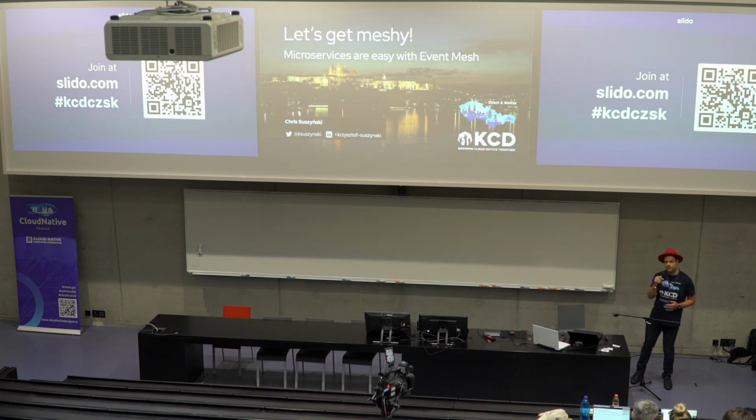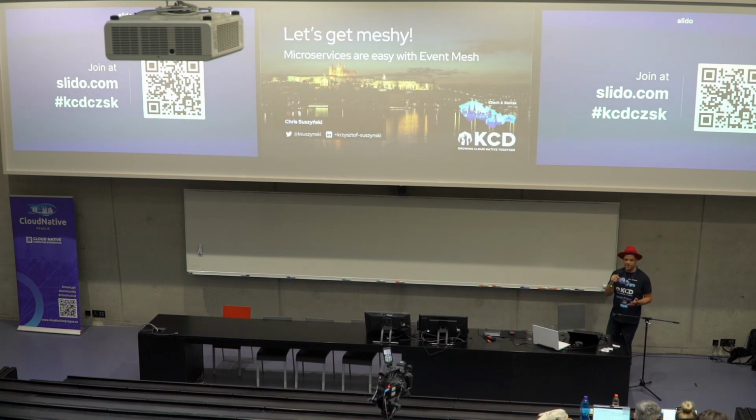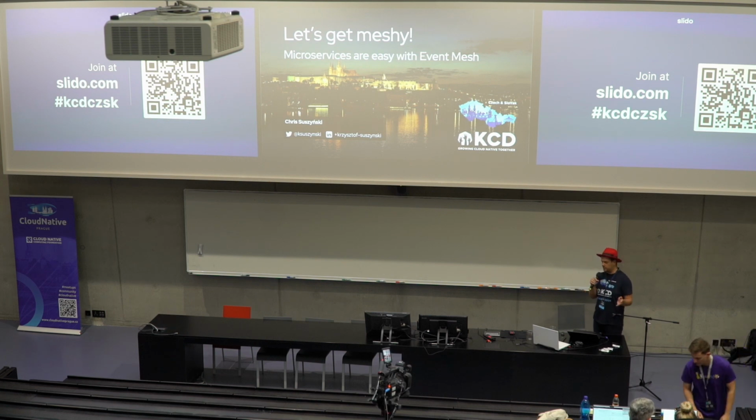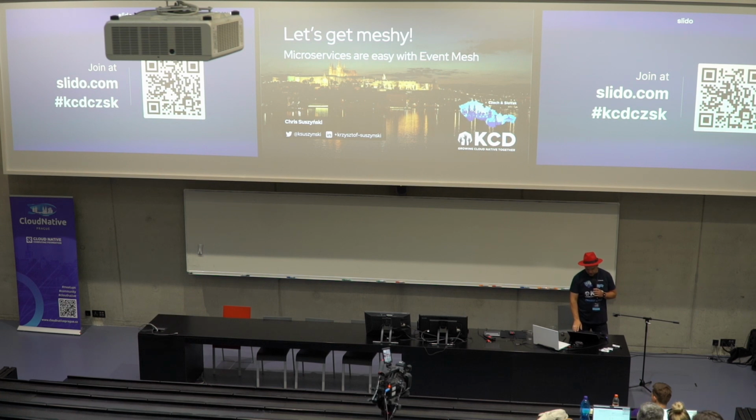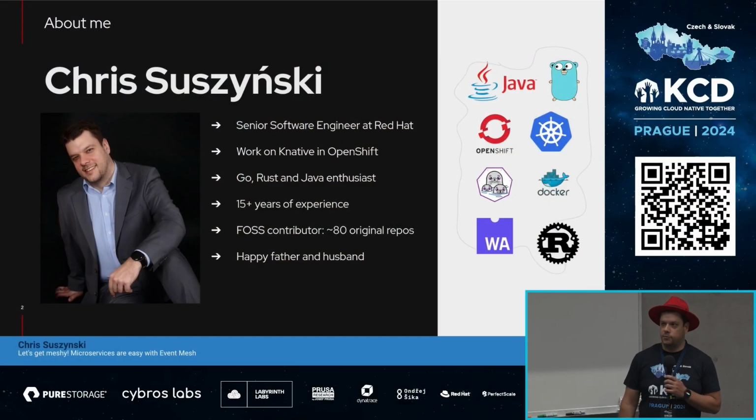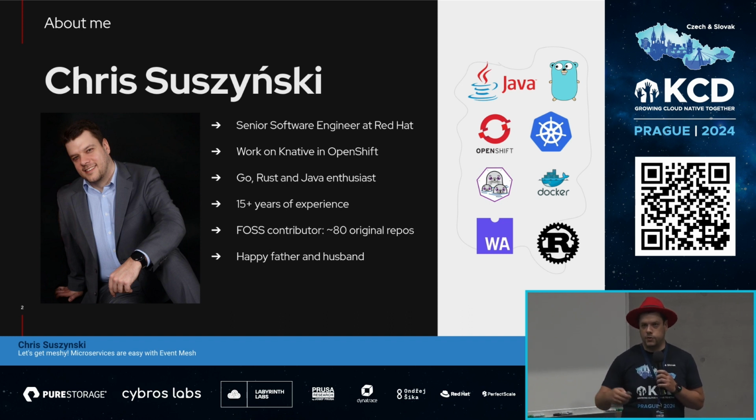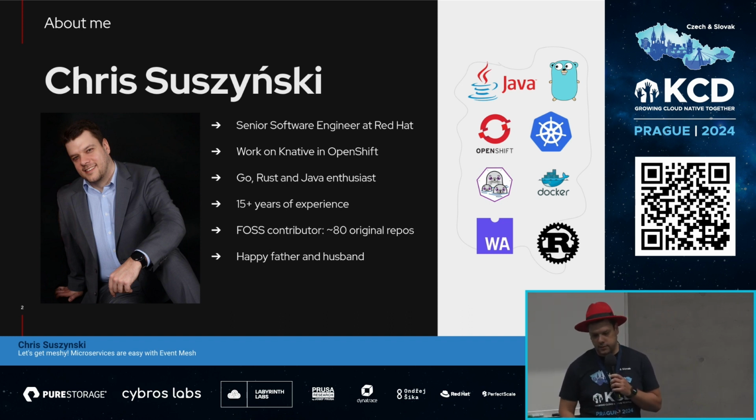Yeah. So let's get meshy with the code. Let's get meshy with Kubernetes, Knative, and Event Mesh, and the microservices. So I'm Chris. I work at Red Hat. I work on Knative. That's an extension to Kubernetes that we'll be talking about. I mostly work on Go, Rust, and Java.